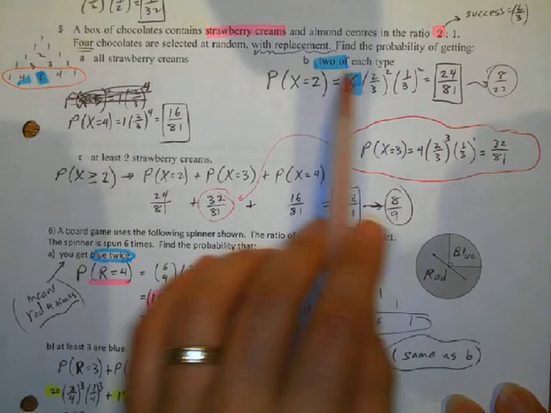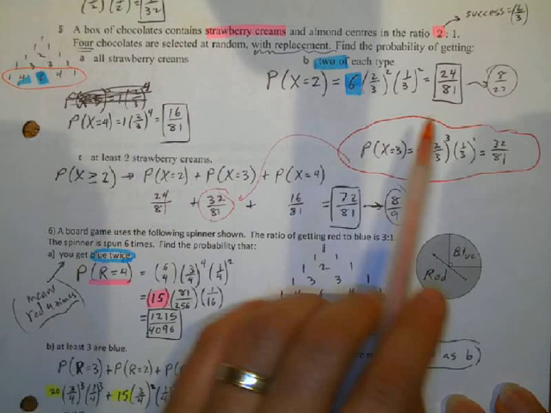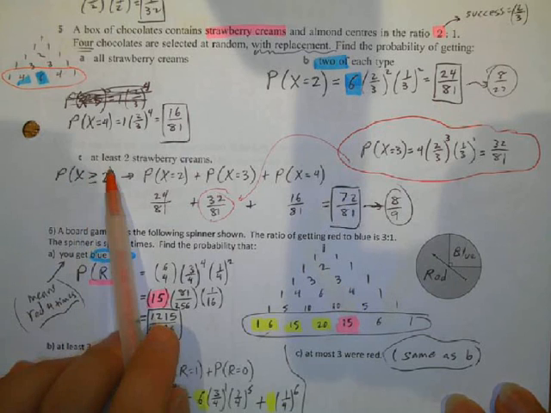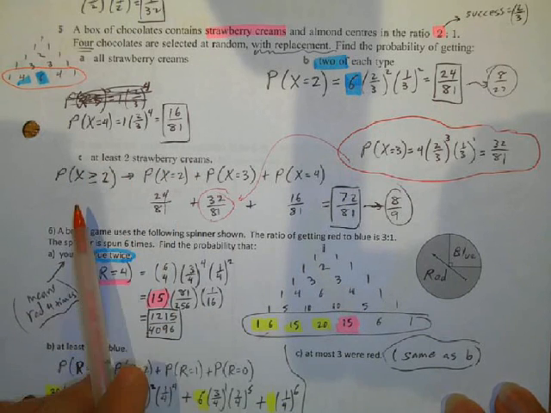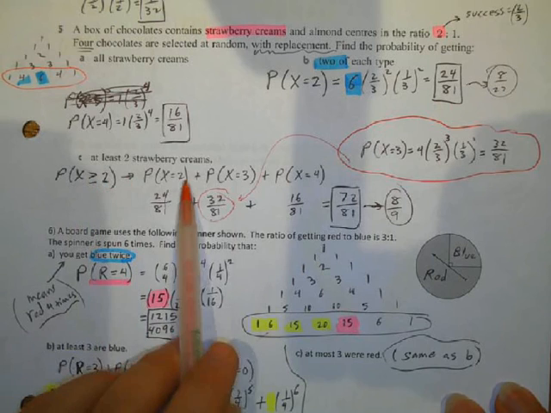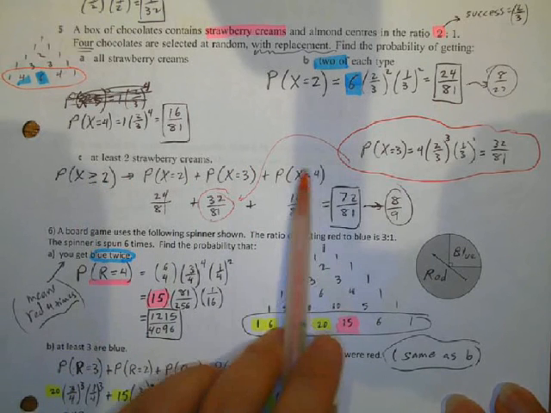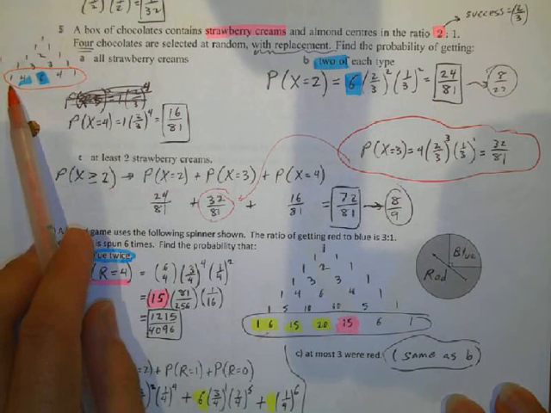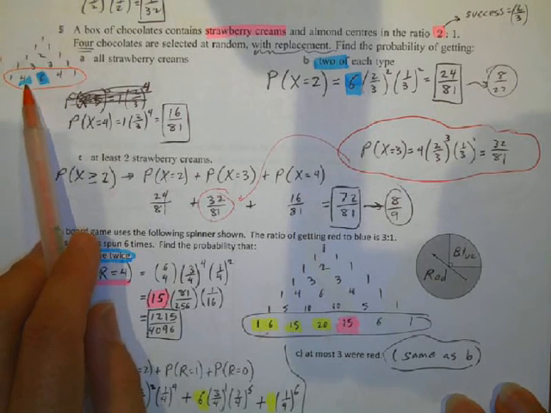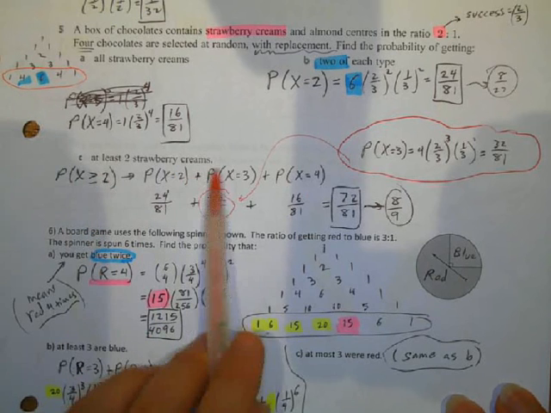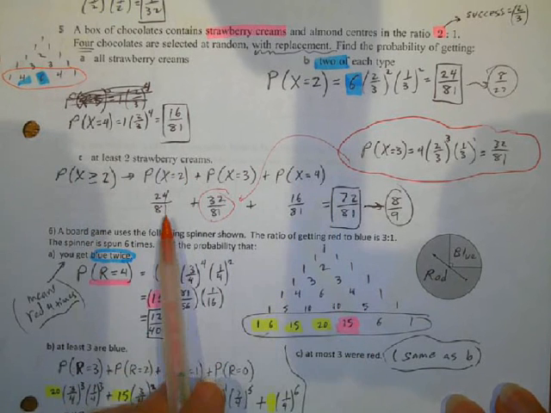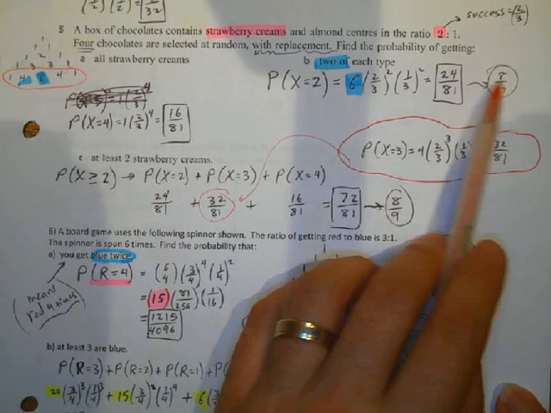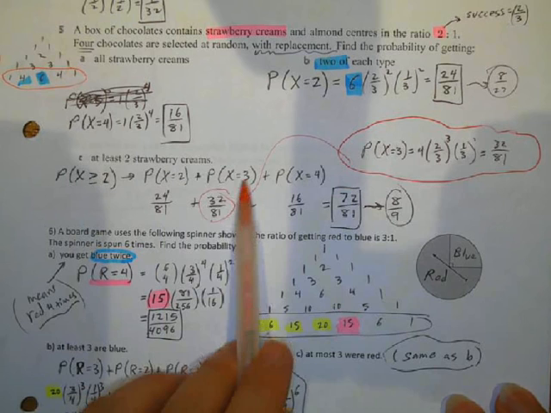At least 2 strawberry creams. So you're going to have probability of 2, 3, and 4 strawberry creams. So we don't use the probability of 1 strawberry cream or 0 strawberry creams. So I find out each of these here and I add them together. So probability of getting exactly 2 is 24/81. Probability of exactly 3 is 32 out of 81. Probability of exactly 4 is 16 out of 81. Add those all together.